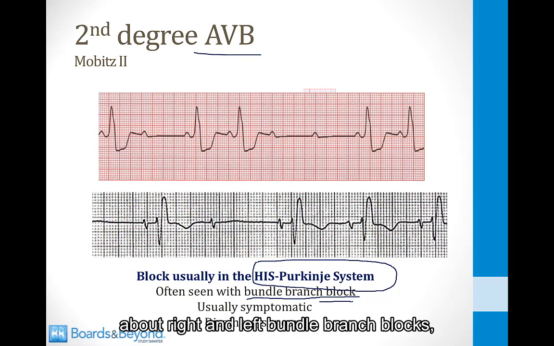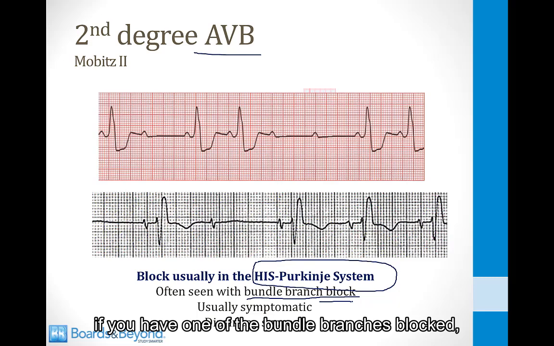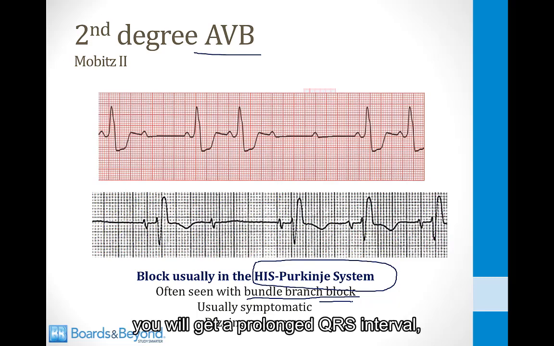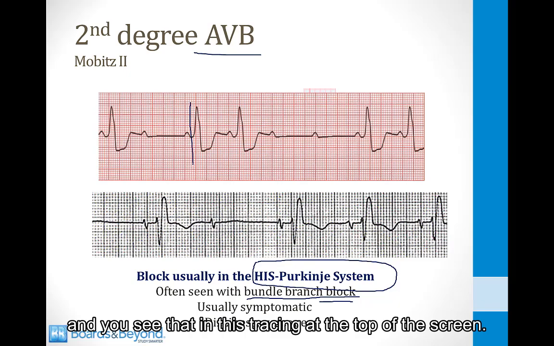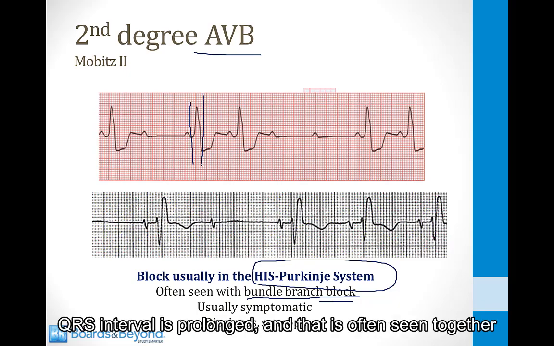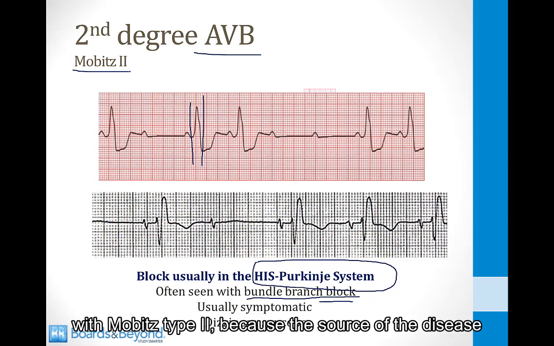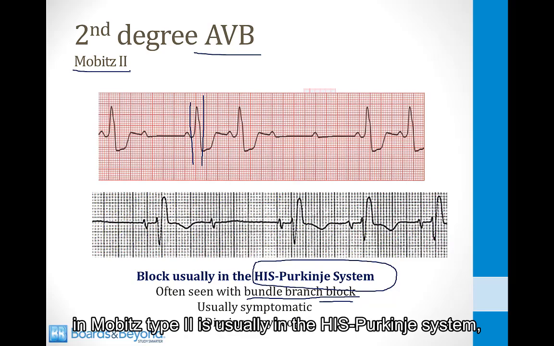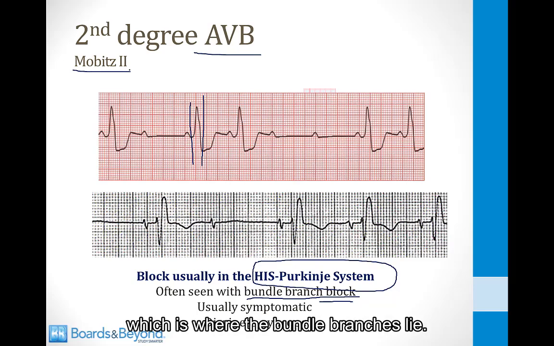And we'll talk later about right and left bundle branch blocks, but for our purposes here, if you have one of the bundle branches blocked, you will get a prolonged QRS interval, and you see that in this tracing at the top of the screen. The QRS interval is prolonged, and that is often seen together with Mobitz type 2 because the source of the disease in Mobitz type 2 is usually in the His-Purkinje system, which is where the bundle branches lie.